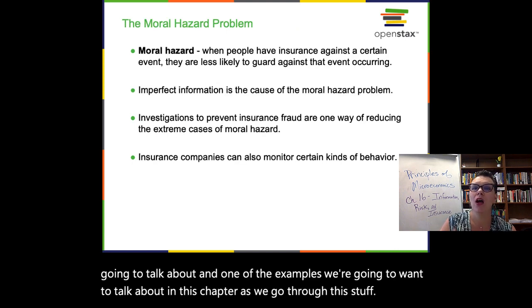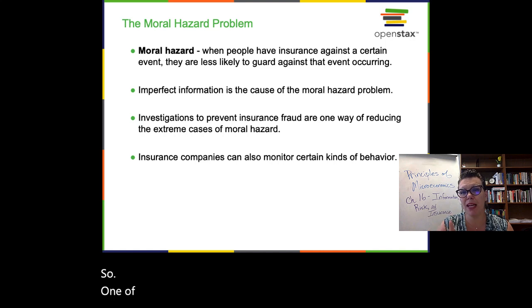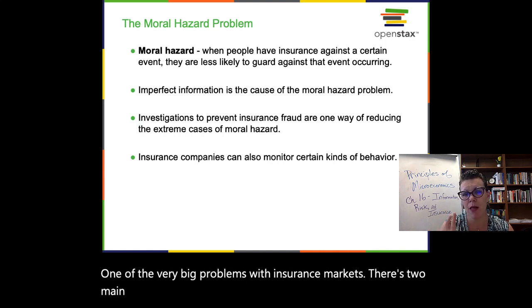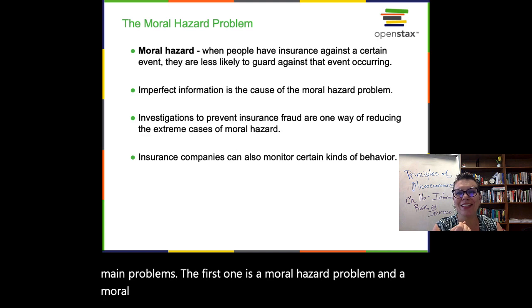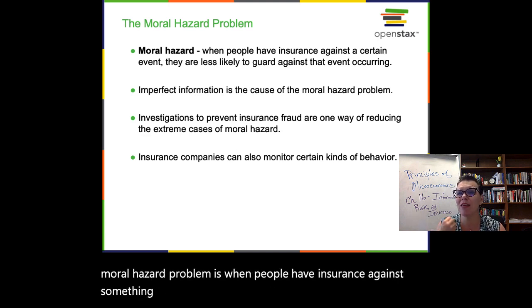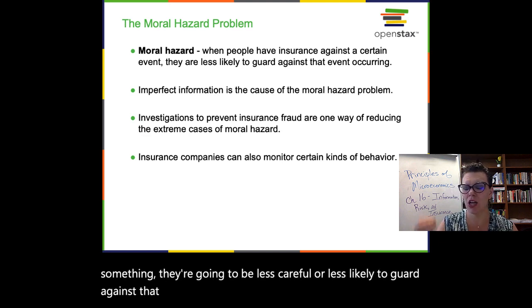So one of the very, very big problems with insurance markets, there's two main problems. The first one is a moral hazard problem. And a moral hazard problem is when people have insurance against something, they're going to be less careful or less likely to guard against that event. So let me give you an example of a moral hazard problem.